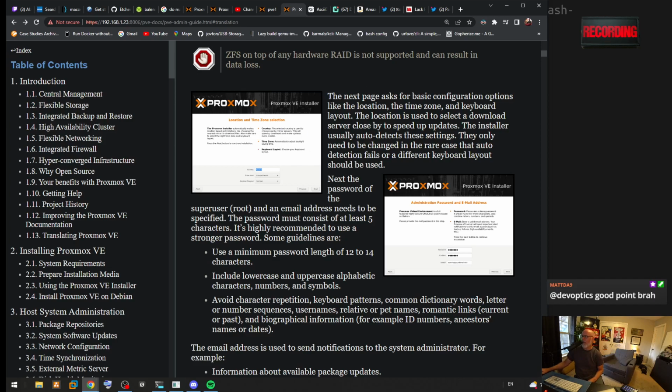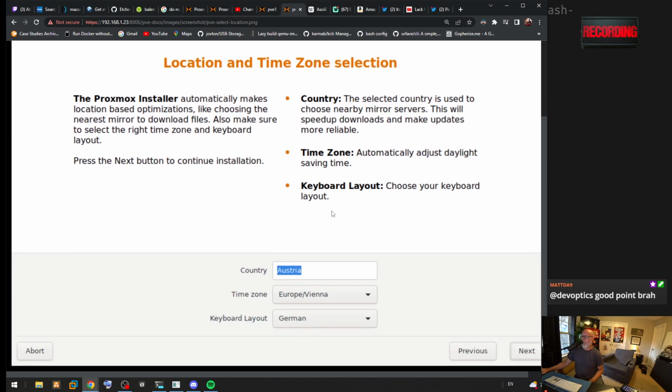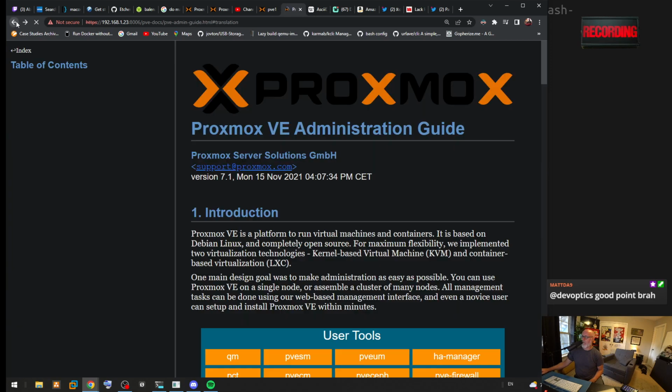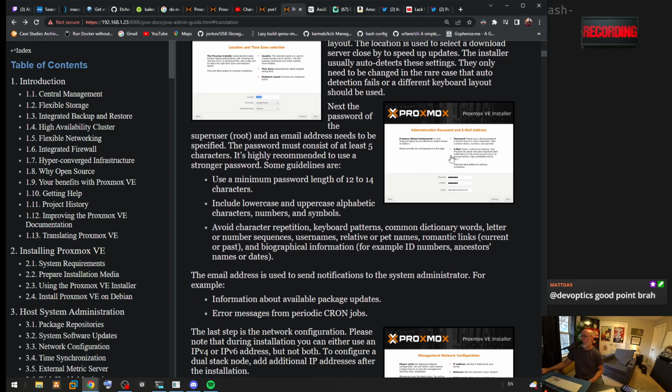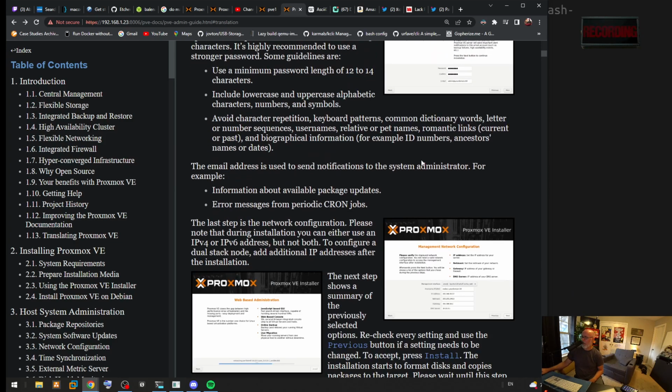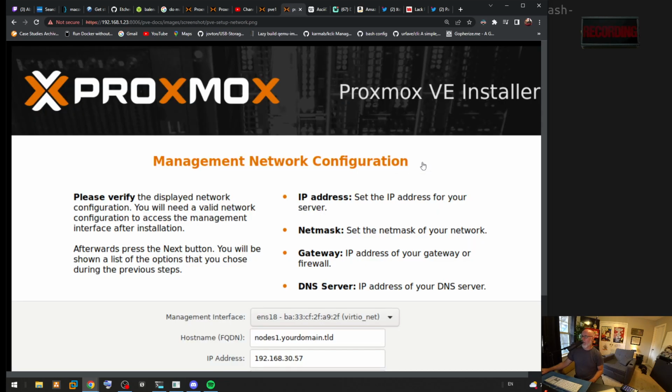The only thing that I'm going to tell you about this, so we're looking at a screen of the Proxmox installer that prompts you for your country, your time zone, and your keyboard layout. After this is the one that I had to redo because I skipped through it too fast. After that, they ask you for your administrator password and email, and then after that, they ask you for your management network configuration. And this one I am going to look at.